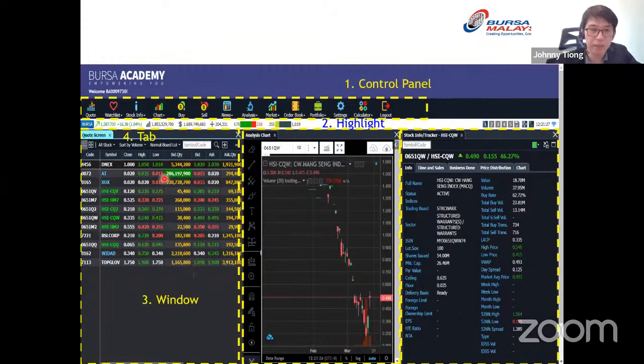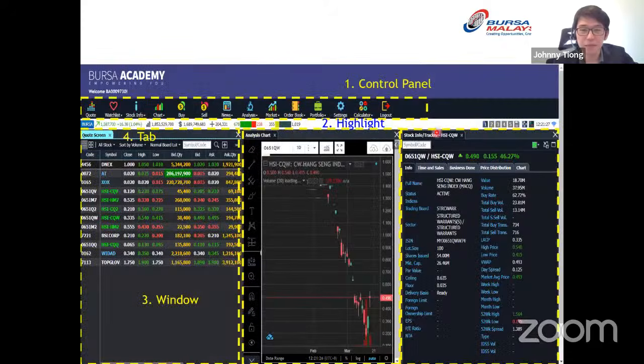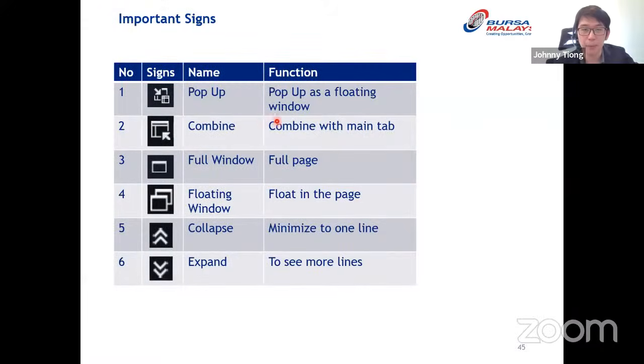My topic about ETS will be covering all this. There are important signs that we need to remember. I'll go through them later, just for everyone's view. For each window, there are a few signs that we need to know. For example, the pop out. What does the pop out mean? If you see the arrow, it means that from one window, it pops out to another floating pop up. And if you see this sign, it is combine. It's combined with the main tab.